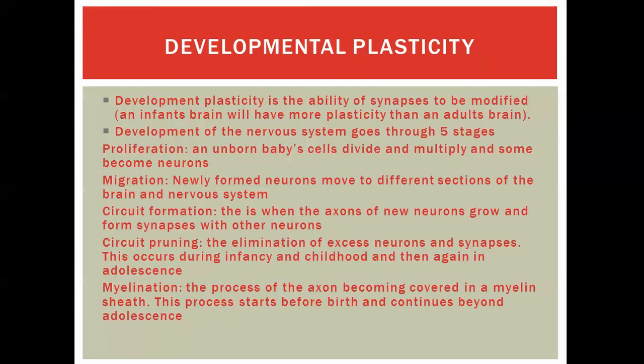And the other step, the final step, is myelination, which is the process of actually growing your myelin sheath across your axon. And this starts before birth and it continues beyond adolescence, and there's still debate about what age this goes up to. So these are the 5 stages of developmental plasticity.